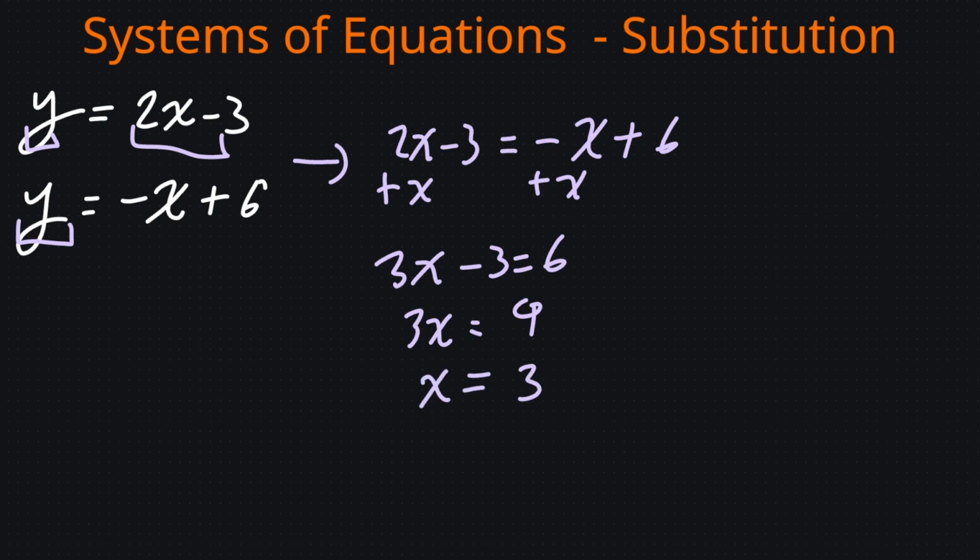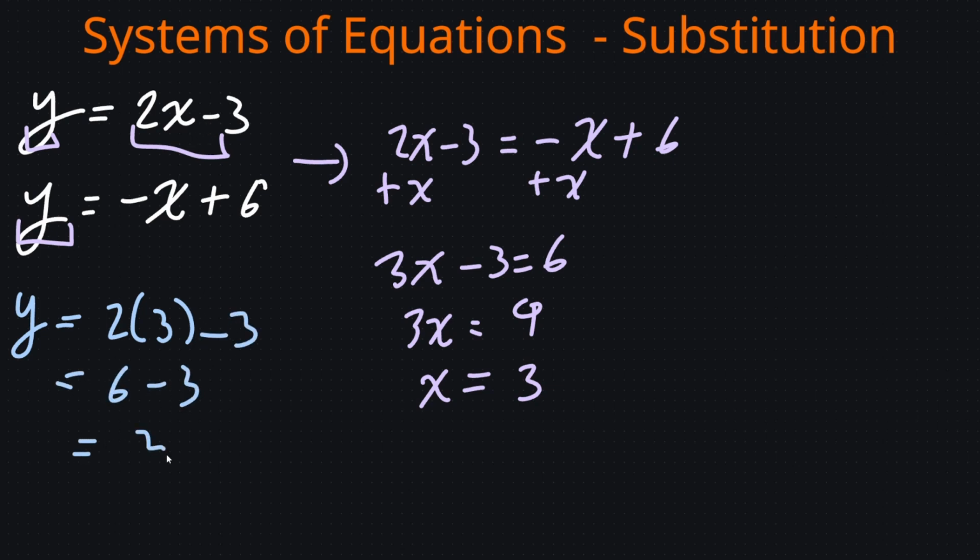And then like always, I'm going to take that 3 and I'm going to plug it in to one of the original equations. It doesn't matter which one. I don't like having negatives in my variables, so I'm going to go with the first one. Let's see what happens. So I have y equals 2, and then I replace my x with 3 in parentheses, minus 3. That's going to give me 6 minus 3, which is a nice 3. And so I have a nice whole number answer of 3 for x and 3 for y.